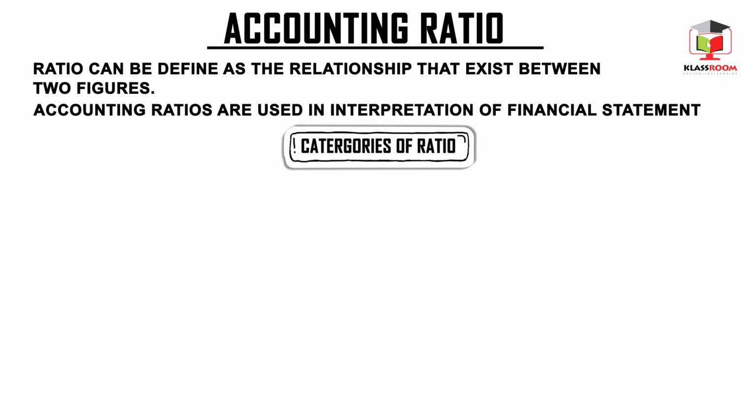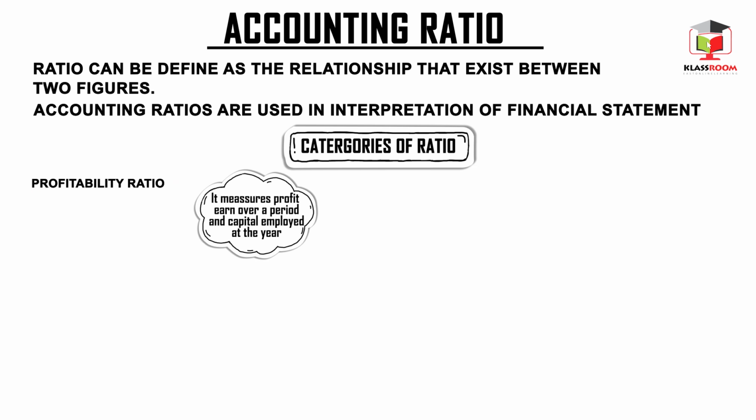1. We have the profitability ratio. It measures profit earned over a period and capital employed at the end of the year. It includes the following examples. A, we have the gross profit percentage.